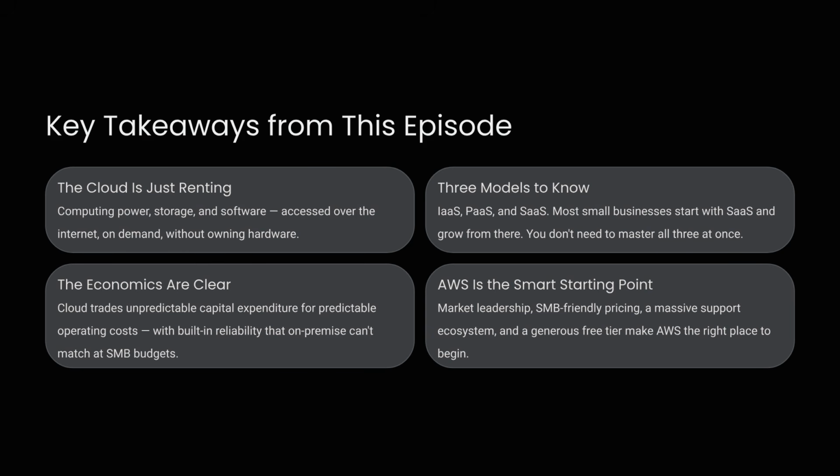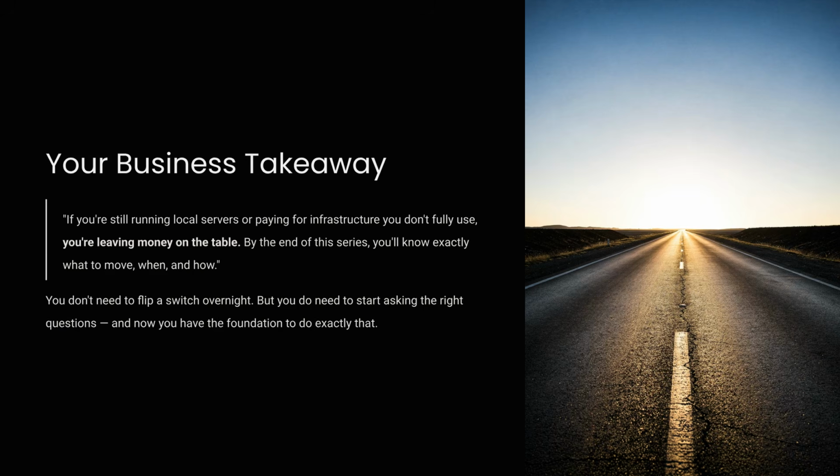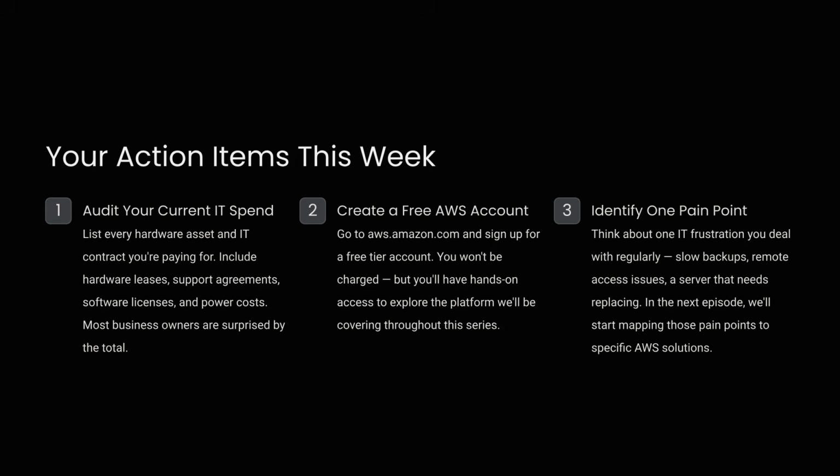The cloud means renting computing resources on demand, moving from CapEx to OpEx. Remember the 3 models: IaaS, PaaS, and SaaS, with most businesses starting with SaaS. The economics favor the cloud, offering reliability and cost savings that on-premise solutions cannot match. AWS is the smart starting point due to its market leadership, SMB pricing, massive support network, and generous free tier for experimentation. If you are still running local servers, you are leaving money on the table.